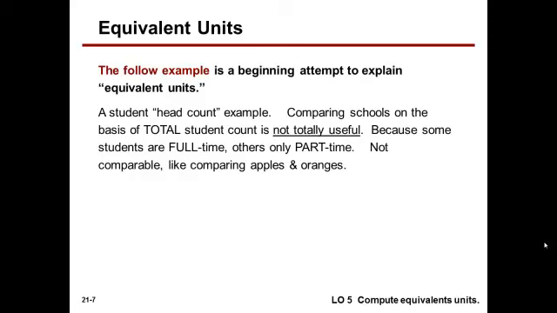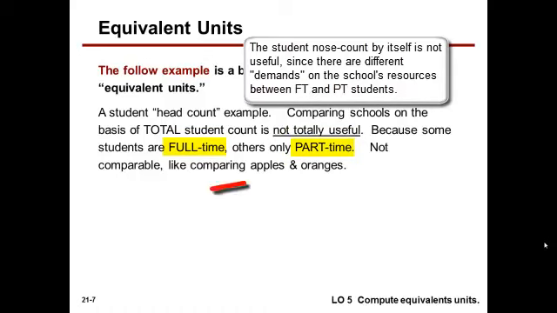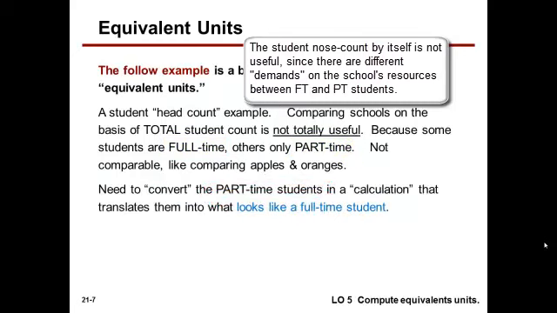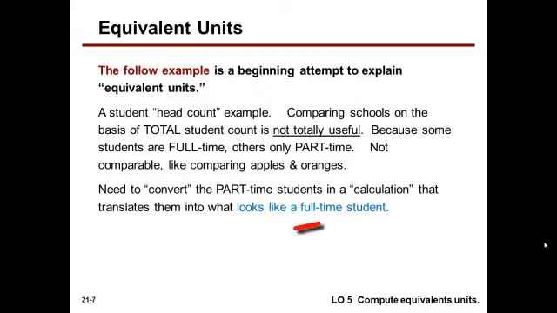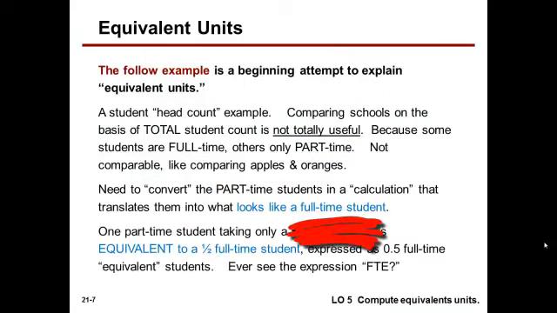The following example is a beginning attempt to explain equivalent units. Let's take a student headcount example. If we compared schools on the basis of total students, that would not be totally useful. Why? Because some students are full-time, others only carry a part-time load. So they're not comparable. It's like apples and oranges to add up full-time students and part-time students. We need to convert the part-time students in a calculation that translates them to what looks like a full-time student. For example, if we have one part-time student taking only a 50% credit workload, that's equivalent to a 1/2 full-time student, expressed as 0.5 full-time equivalent students.